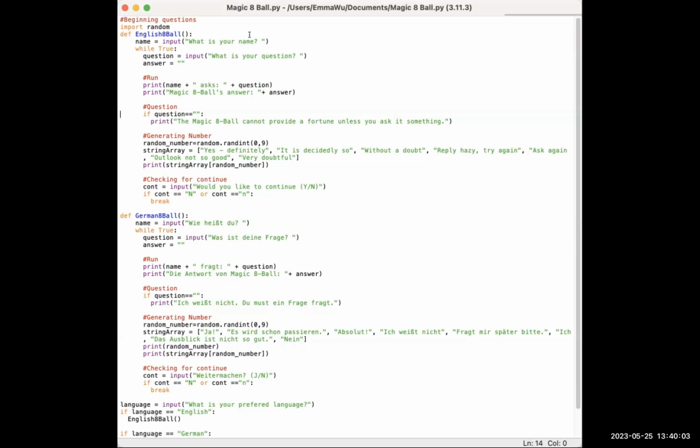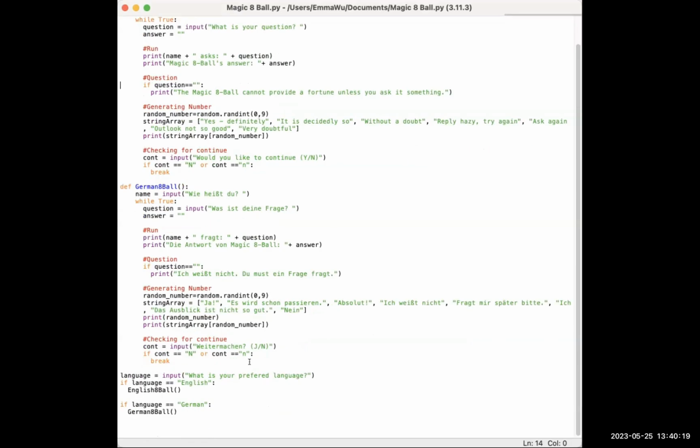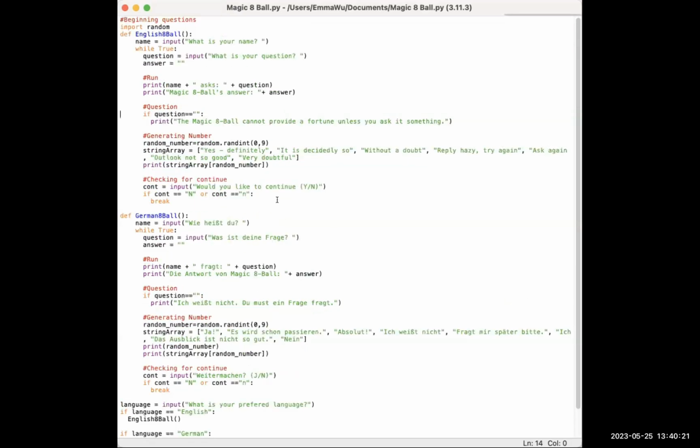If you've ever seen those scammy Magic 8-Ball games in the store, you just shake it up and it gives you a random result, and you have to ask the Magic 8-Ball a yes or no question, and I made that all here. And then the one fancier thing that I did was I made it so that you could play this game in both English and German.